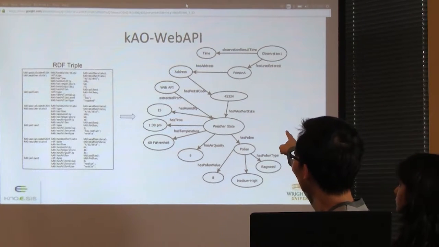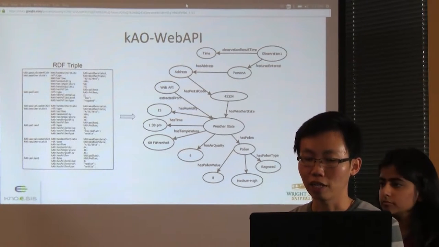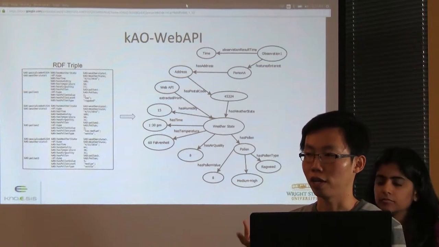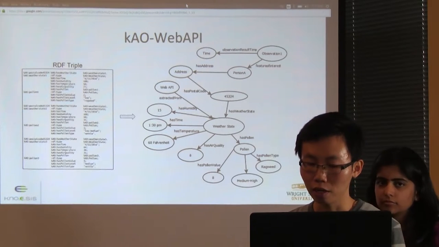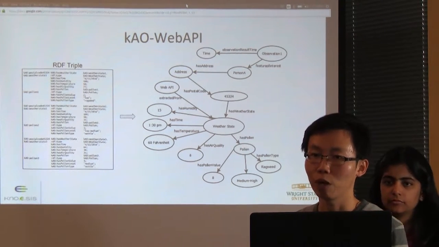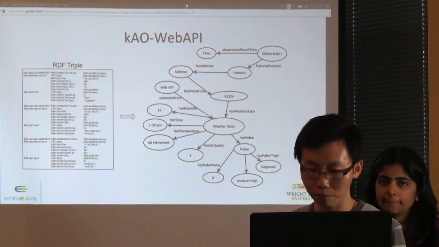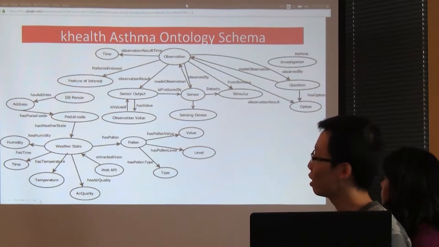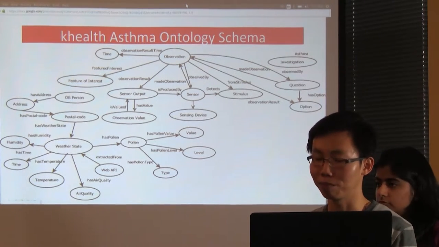For a person, we have the address where the person lives. The address has the postal code, and from the postal code we retrieve the weather data from the website. From Weatherstack, we have humidity, temperature, air quality, and the pollen level, and also the time when we collected the weather data. If we integrate everything, this is the whole complete schema of the asthma symptomatology.